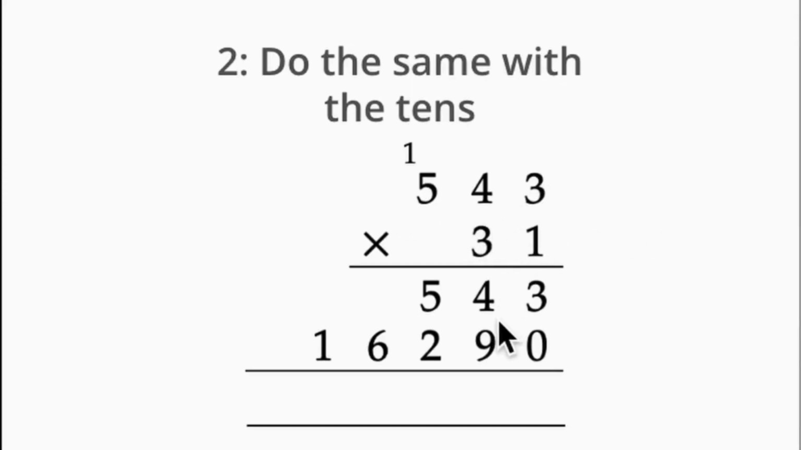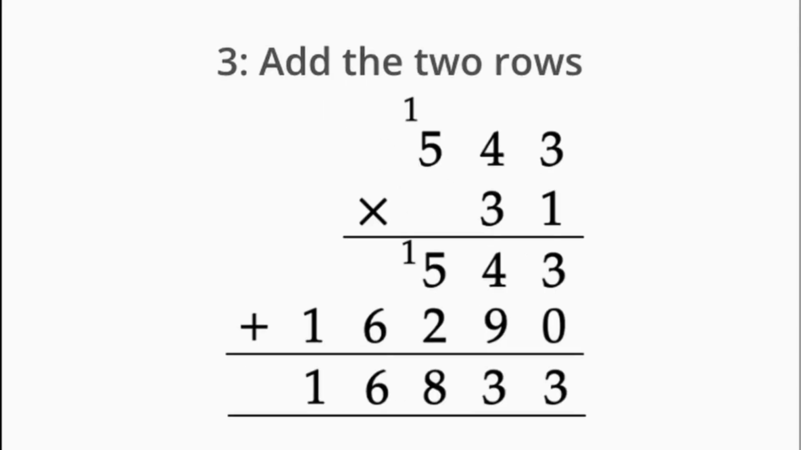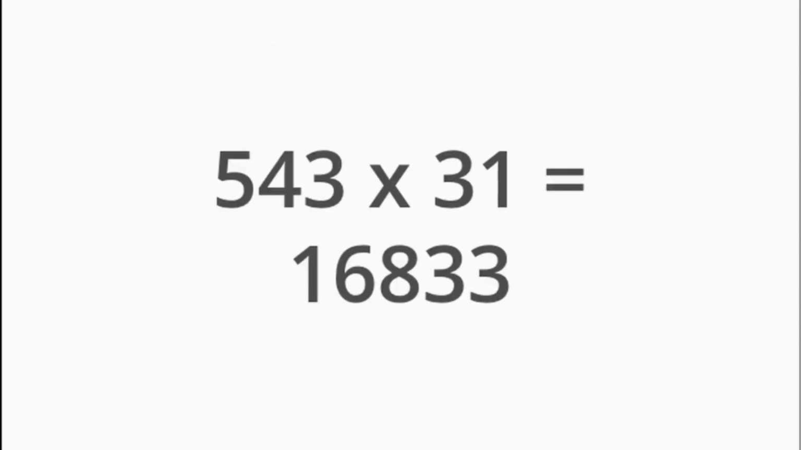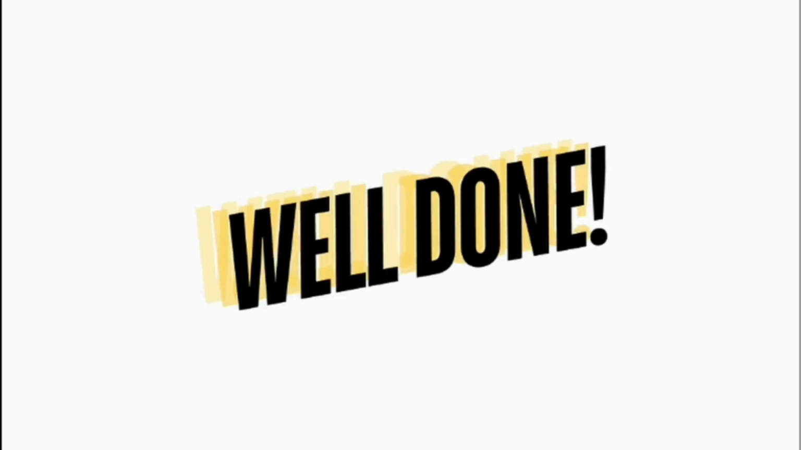So 3 times 3 is 9, 3 times 4 is 12, put the 2 here, carry the 1, 3 times 5 is 15, plus 1 is 16. The third step is to add the two rows together. So 3 plus 0 is 3, 4 plus 9 is 13, so put the 3 here, carry the 1, 5 plus 2 is 7, plus the 1 is 8, and 6 plus 0 is 6, and 1 plus 0 is 1. This should give you 543 times 31 is 16,833. And there you have it.